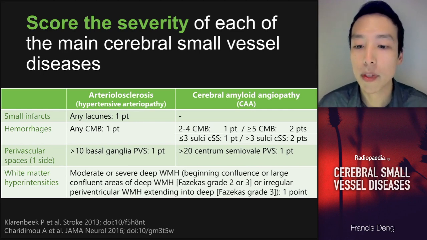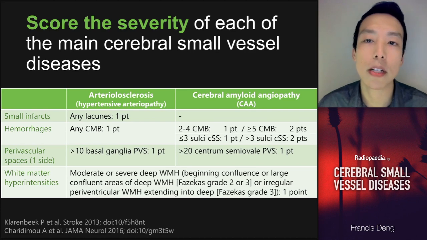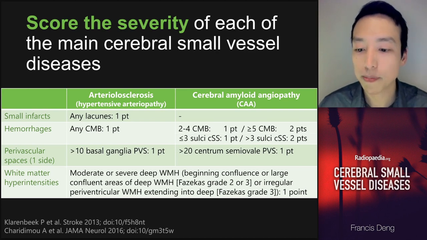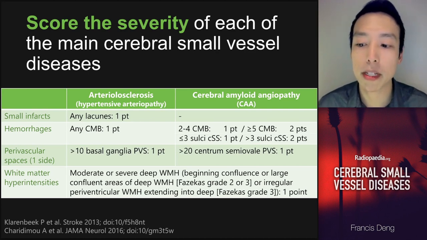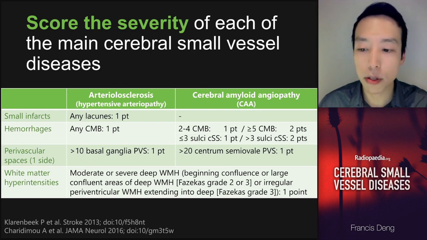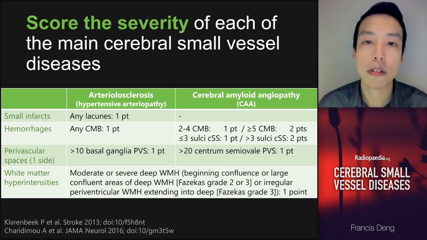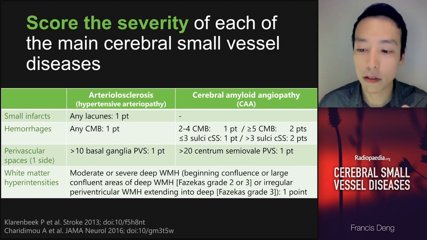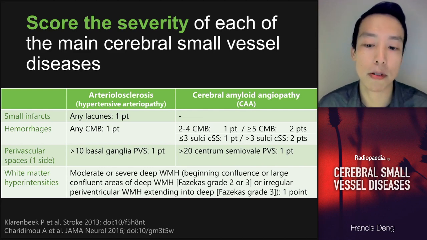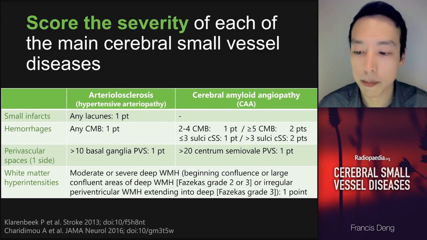Now, there's also a scale for the severity of cerebral amyloid angiopathy. If you have cerebral microbleeds, that number 2 to 4 in total, you get a point. If you have more than 5 cerebral microbleeds, you get 2 points. If you have what they call focal superficial siderosis, meaning affecting 3 or fewer sulci in the cerebral convexities, you get a point. If you have disseminated superficial siderosis, you get 2 points. That is affecting more than 3 sulci.